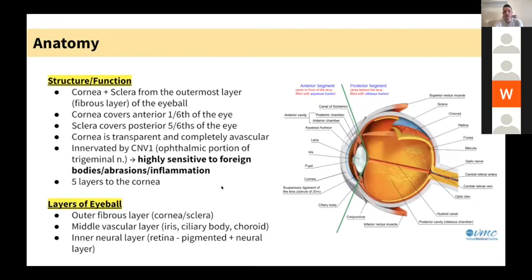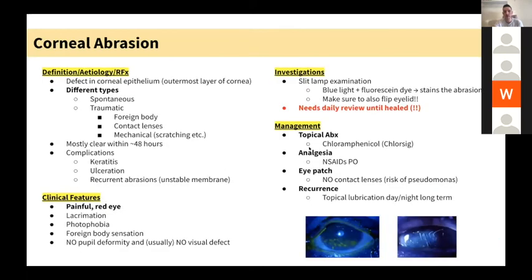Just to go through the anatomy, I might actually skip past this, but here's the anatomy of the front of the eye, like the cornea and the sclera. Let's start off with the corneal abrasion. This is just a defect in the outer layer of the cornea. It can happen for a few different reasons, usually a foreign body, or a contact lens can be a little bit irritating sometimes, or if you've just scratched your eye. It usually clears within 48 hours because it is just a superficial injury.